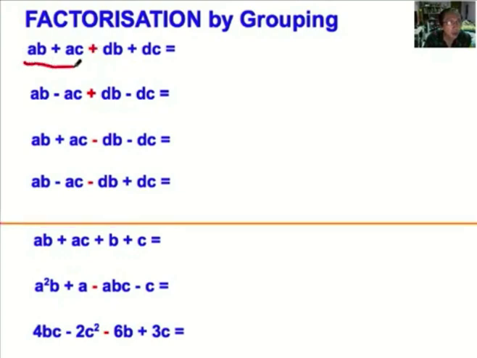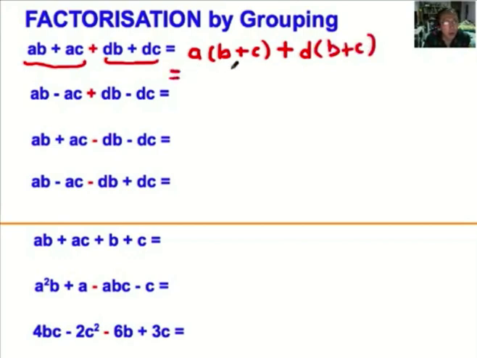We factorize each group. The first group has a common factor of A. The sign in the middle is positive, so we bring it down. And in the second group, we have a common factor of D. Once we have factorized the common factor from each group, you should notice that there is a common factor in brackets. Thus, we take out B plus C, and what remains is A plus D in brackets.